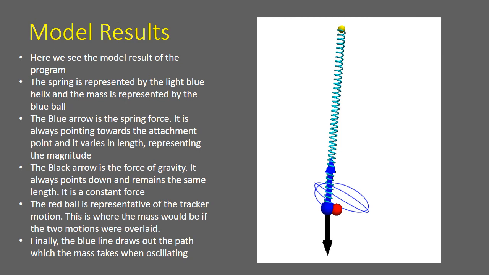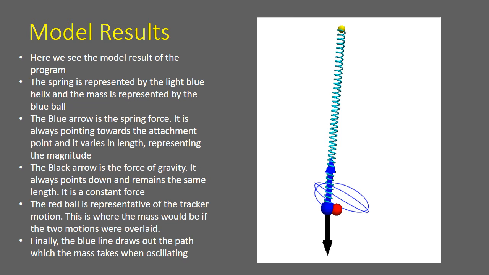So here are the model results. This is what we see when we run the model. The spring is represented by a light blue helix, and the mass is represented by the blue ball. The blue arrow is the spring force. It is always pointing towards the attachment point, and it varies in length, representing the magnitude. The black arrow is the force of gravity. It always points down and remains the same length. It is a constant force.